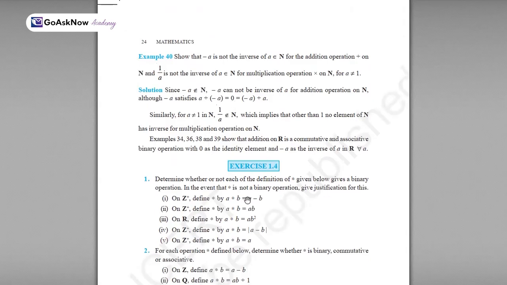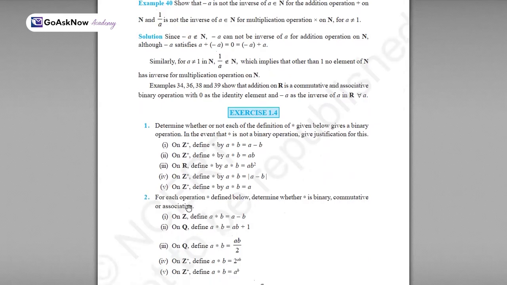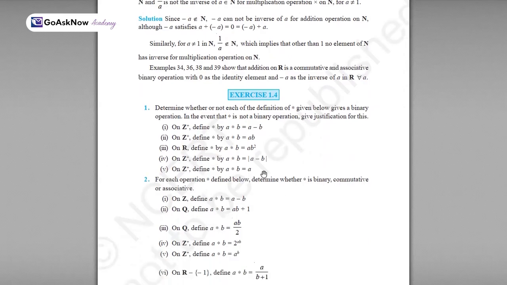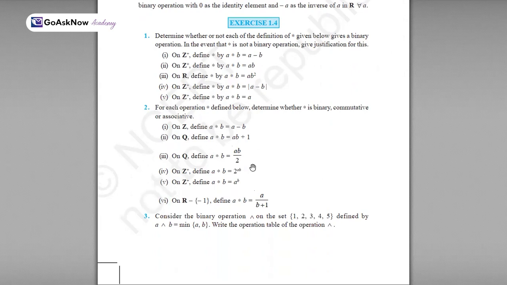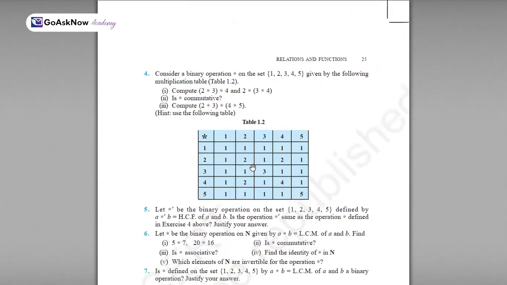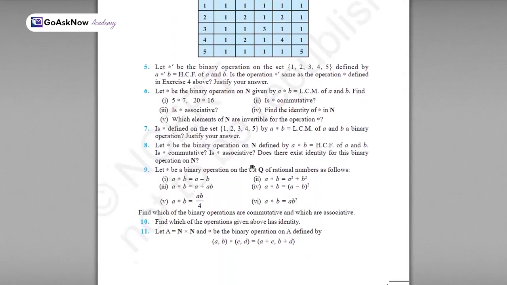And here are some questions also in this, like define a star b is equal to ab, or a star b is equal to a minus b, where Z is integer, integer minus integer showing integer. So you have to show whether these binary operations are valid or not. You can solve it and see yourself by taking examples. Okay, and try to solve whether it is satisfying or not.